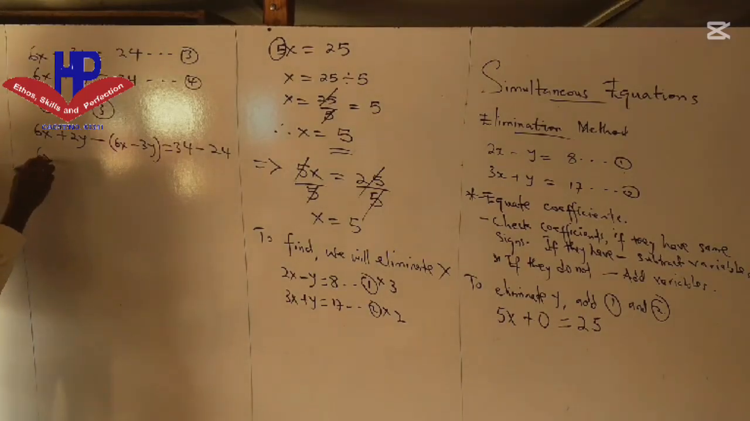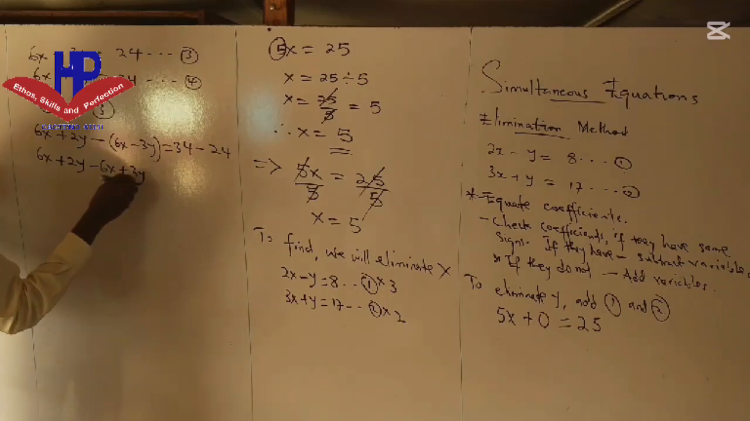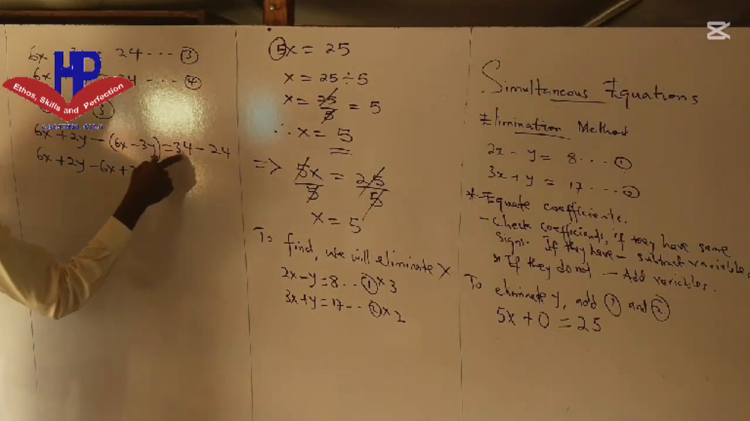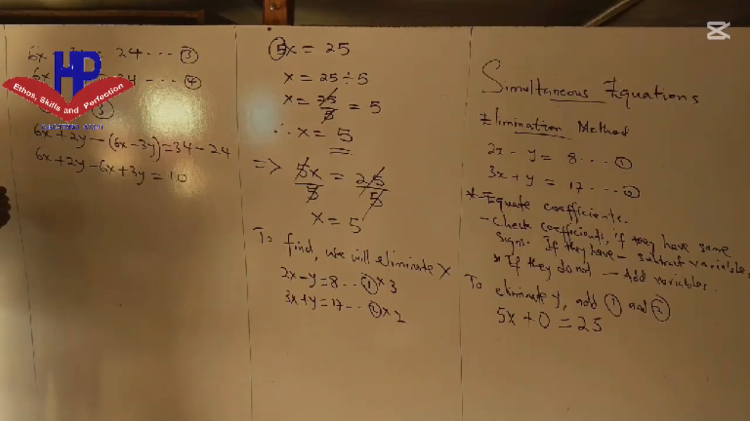We have 6x plus 2y. The minus sign affects everything. Then we have minus 6x, minus times minus will be plus 3y, is equal to 34 minus 24. That will give us 10. Now you notice that we have plus 6x and minus 6x. You're owing somebody 6x and you have 6x. Your answer is 0, after paying your debt, so this will cancel out this.